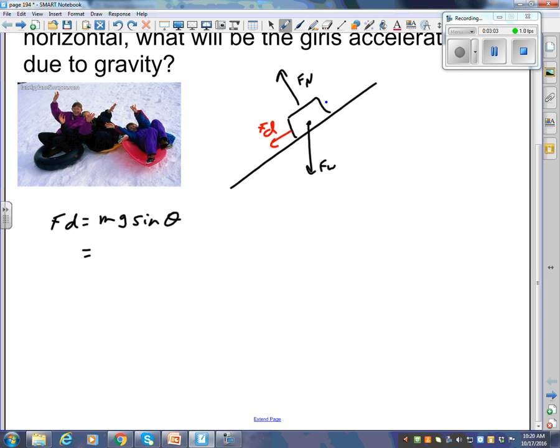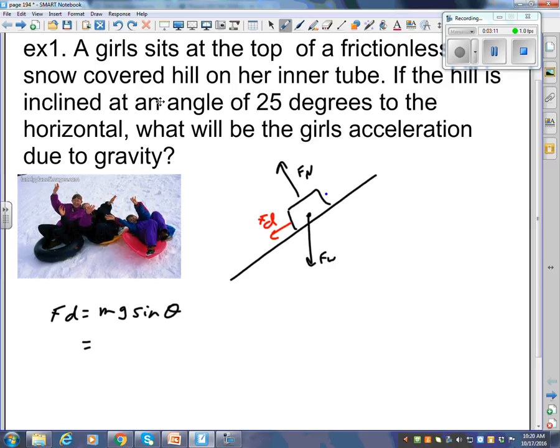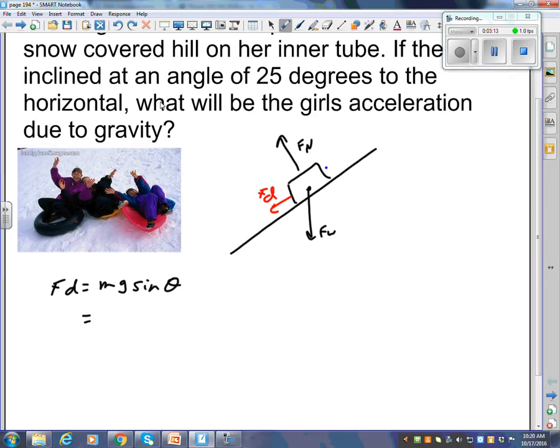What's the mass of the girl? Well, we don't have it. What are we going to do? Well, let's just leave it as an m for now and see what happens. Okay, you can do that, right? We're just going to leave the value m in there. 9.8 times the sine of 25.